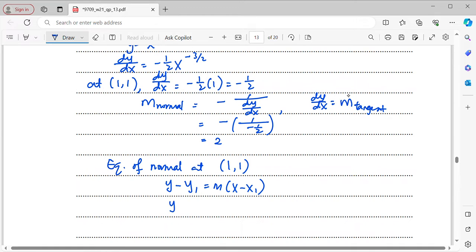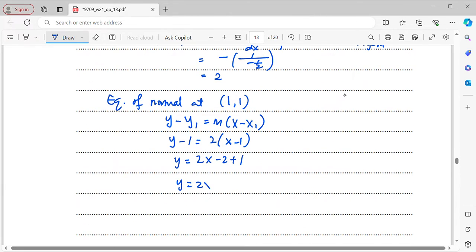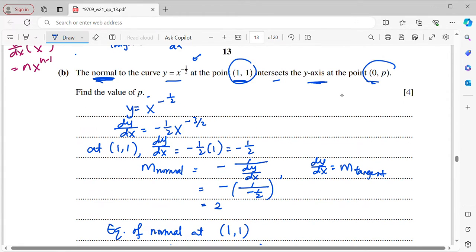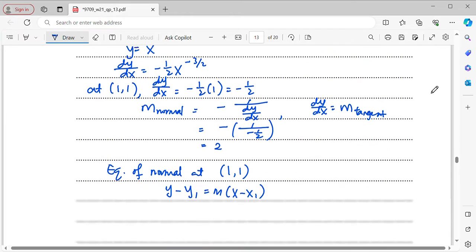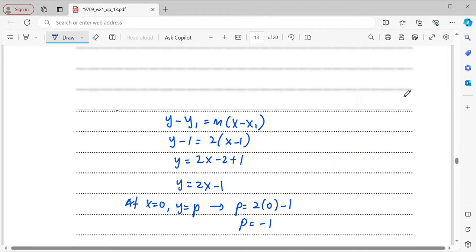So now I will be getting y minus y1, which is 1, then m is 2, so x minus 1. Therefore, y equals 2x minus 2 plus 1. Hence, you will be getting y equals 2x minus 1. Okay, and then given that it intersects at the y-axis, that means your x equals 0. So at x equals 0, y equals p. That means now p equals 2 bracket 0 minus 1. So I will be getting p equals minus 1. So that's the solution of this question.